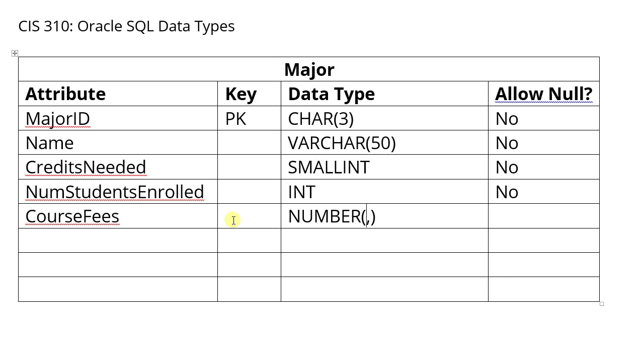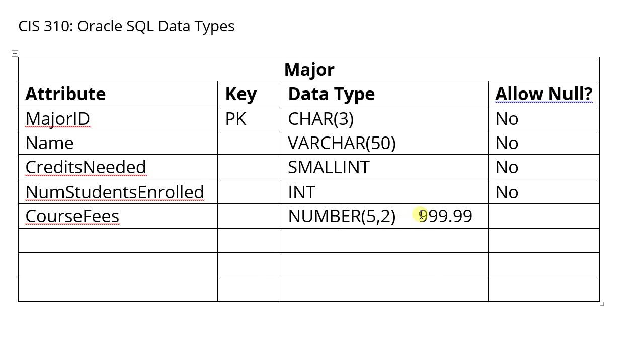And so I'm thinking that the maximum course fee for a particular course might top out at $999.99. It will never exceed that. And so I'm going to choose 5, 2. And let me write that value for you here. This would be the maximum value that I could put in a number 5, 2 data type.